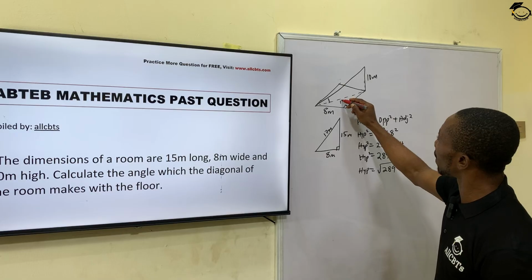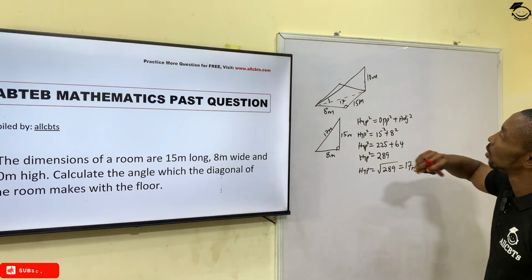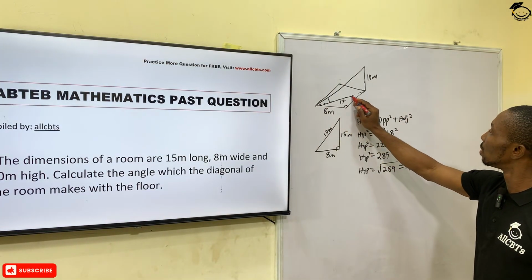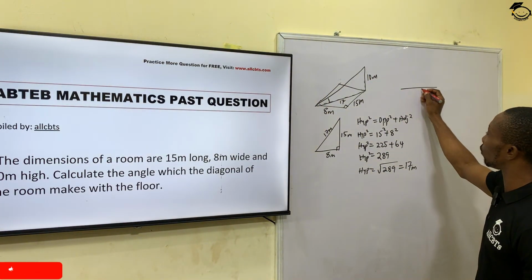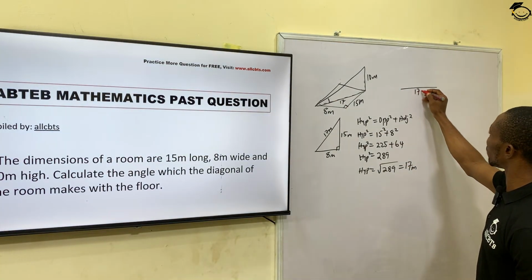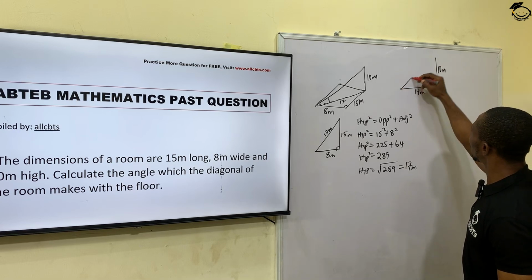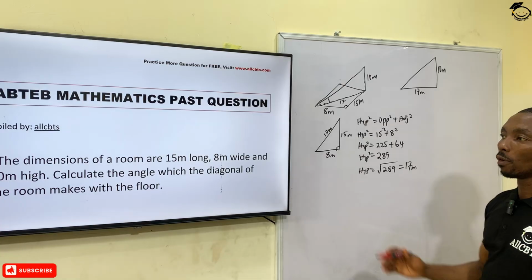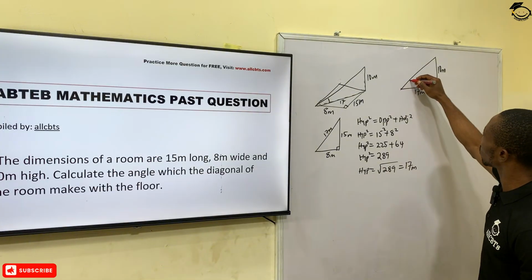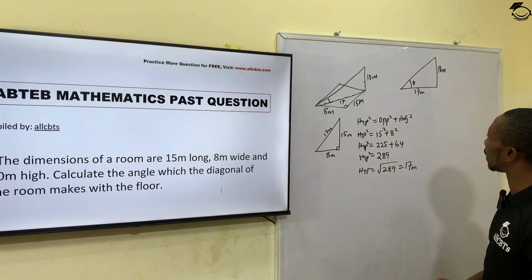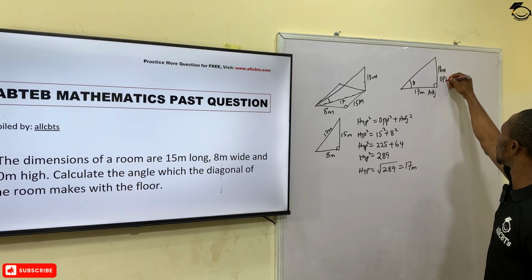Now, bearing in mind that the diagonal of our room floor is 17 meters, we can now find the angle which the room diagonal makes to the floor. Now, this is our room diagonal, which is 17 meters, and this is the height, which is 10 meters. So this diagonal of the room, top of the room wall to the floor. So for us to calculate this angle, theta, now we have this as our adjacent and opposite.